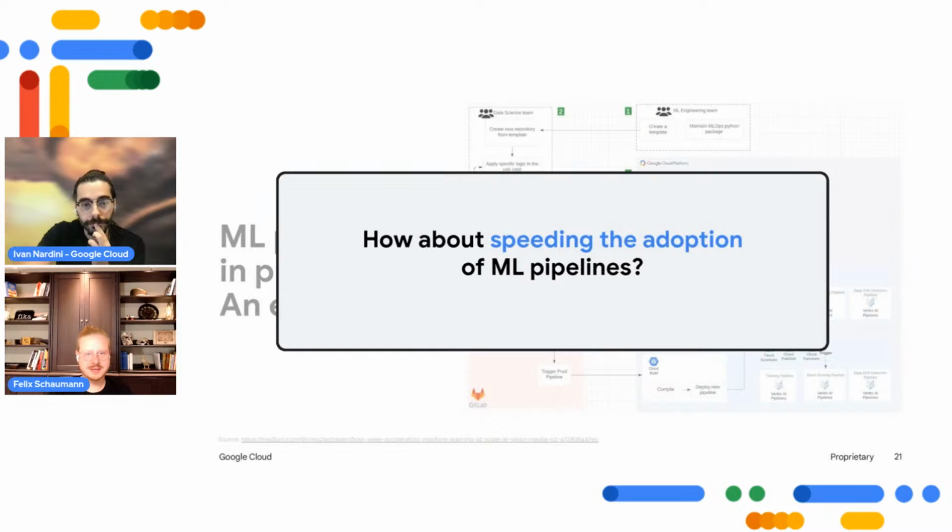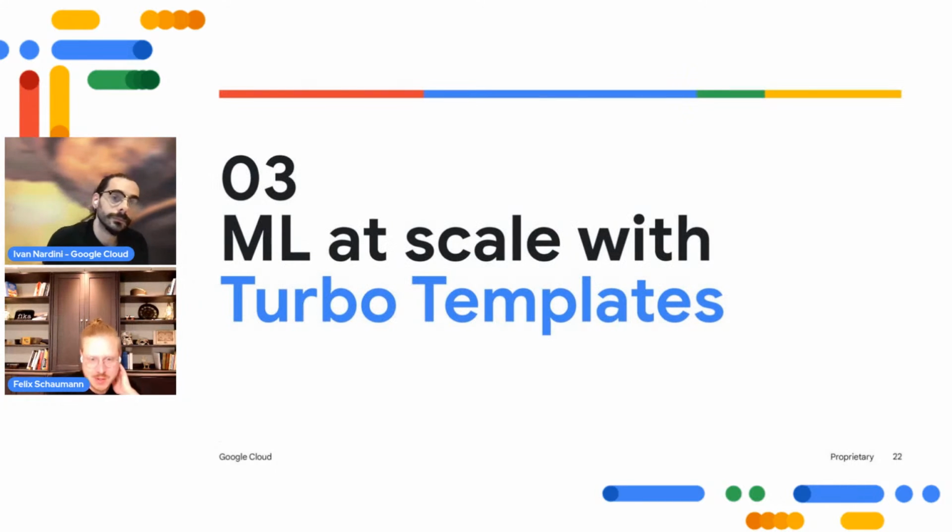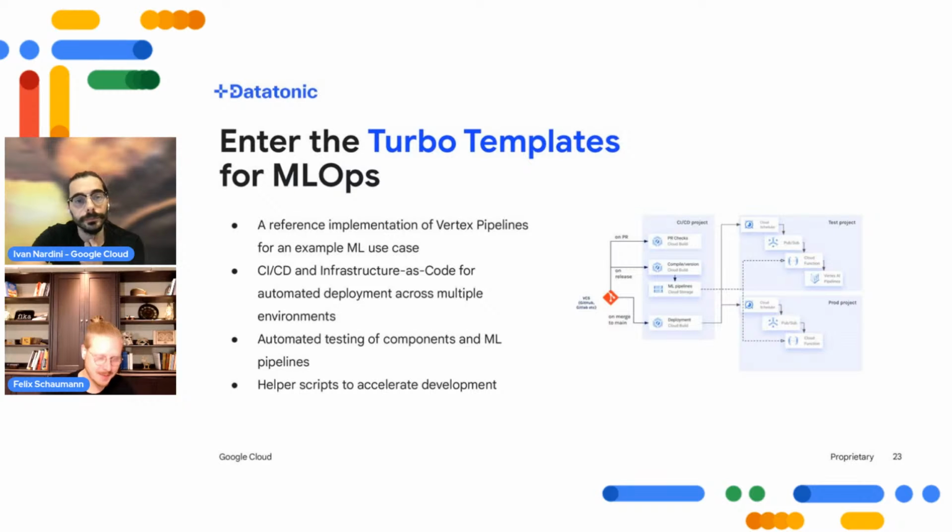Awesome. Thank you so much, Ivan. And all of this, of course, with the aim of speeding up the adoption. Let me introduce you to the so-called turbo template. Think about this, the turbo which accelerates your speed going to production, but we can also call them MLOps templates. The turbo templates are really your go-to reference implementation when it comes to Vertex AI pipelines for your ML use cases. And that's because of a couple of reasons.